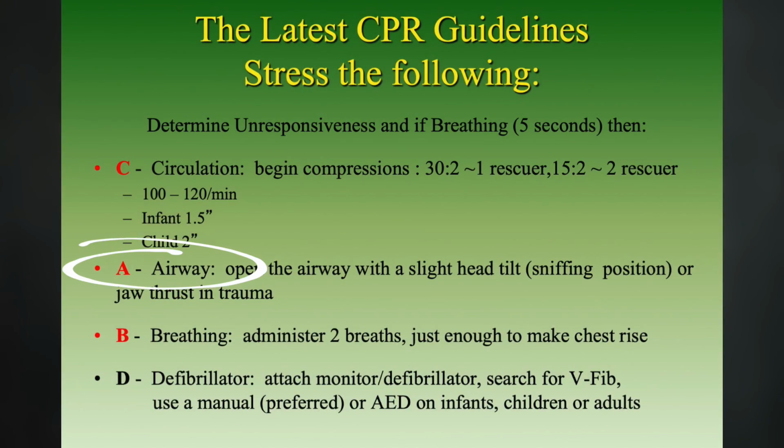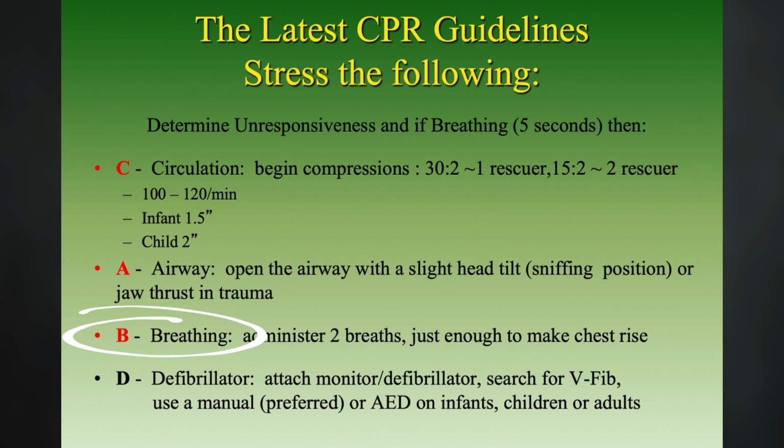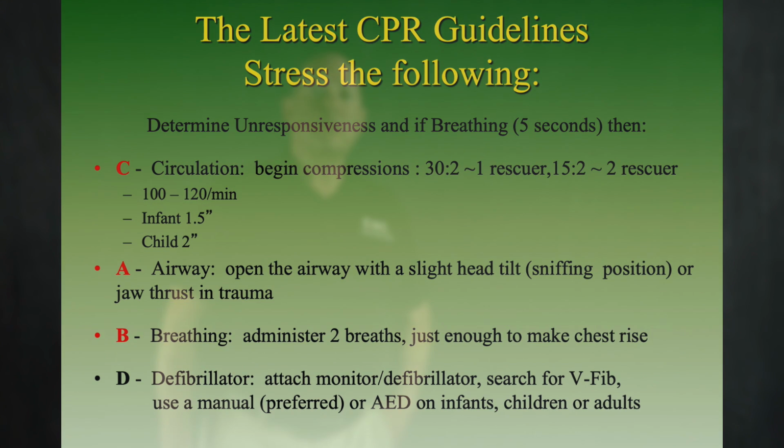We open the airway with the sniffing position, or a jaw thrust if the child has been traumatized and we think he might have a neck or back injury. We give 2 breaths, just enough to make the chest rise, so that may not be a full squeeze of the bag valve mask. And just like the adult, we get the defibrillator in the room and attach it to the patient just in case he happens to have ventricular fibrillation, and at least to evaluate his rhythm. Those are the things we stress in pediatric resuscitation, very similar to adults.